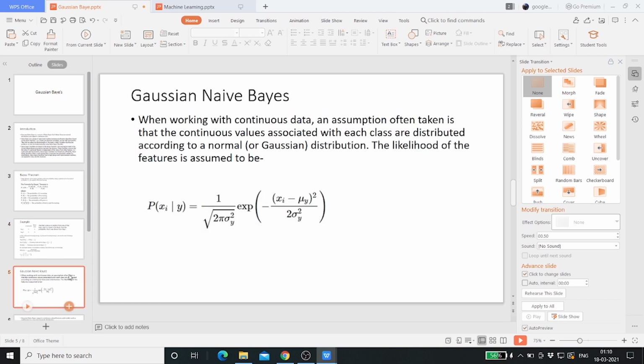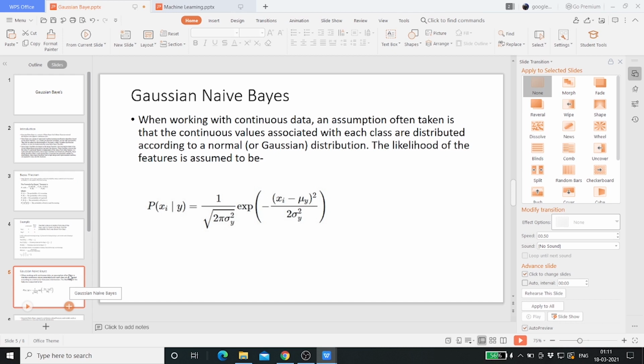Now let's move on to the working of the actual algorithm. When working with continuous data, as we discussed before, an assumption taken is that these are continuous values associated with each class. Here in Gaussian Bayes, which is a subset of Naive Bayes, we work on a normal distribution.